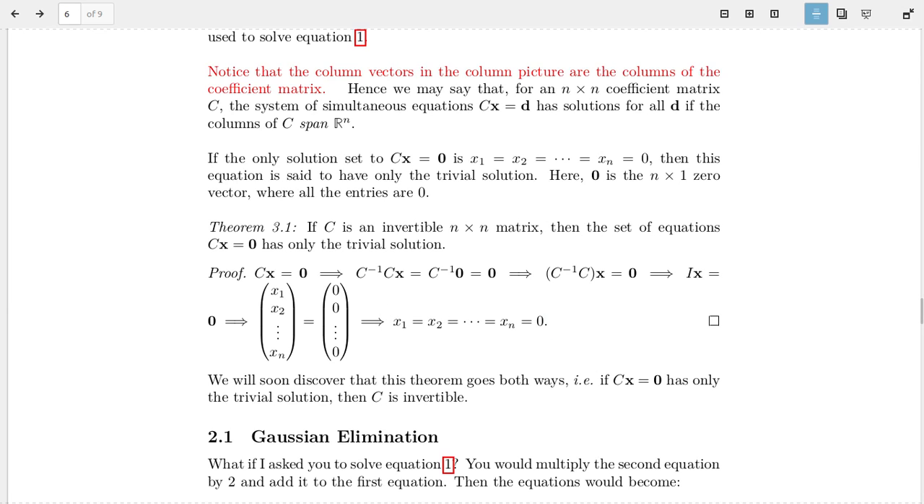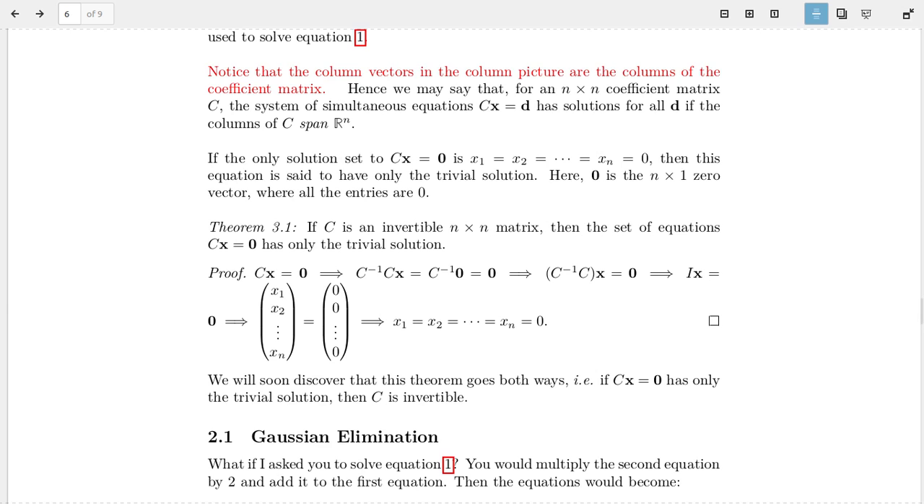Okay, so we're done with our proof. This is exactly what we were looking for. Now, of course, we'll discover soon that this is actually an equivalence relation, meaning if Cx equals 0 has only the trivial solution, then C has to be invertible. So this goes both ways. This is going to become an if and only if relation. So C is an invertible n by n matrix if and only if Cx equals 0 has only the trivial solution. But we'll come to that. We'll come back to this later.